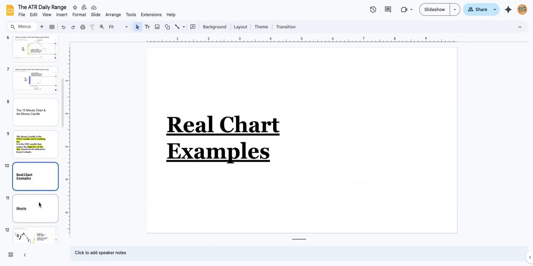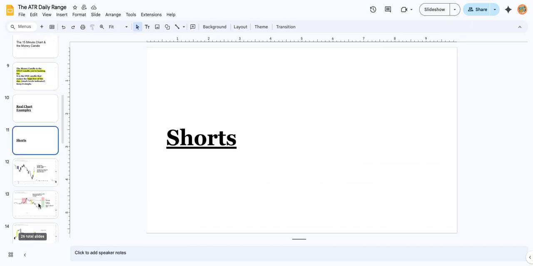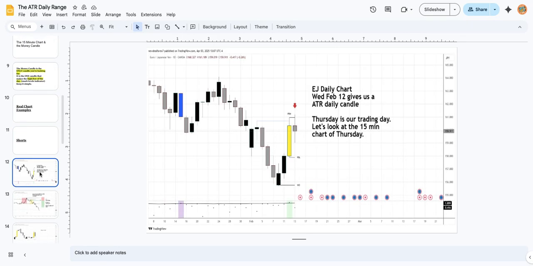All right, so some real chart examples. Let's go through this now and see how to do this. So first, we want to look at some shorts. So here is the daily chart. We're only looking, this is a 2-day setup. All right, this is swing trading. This is pretty much a day trading, or if you want to consider it a scalp, that's fine too.